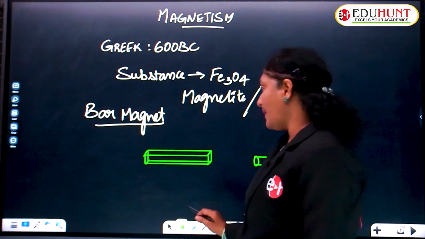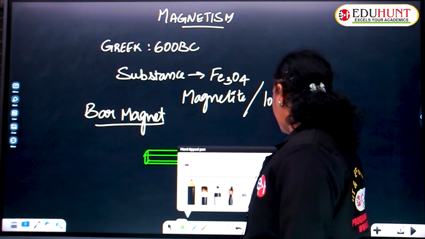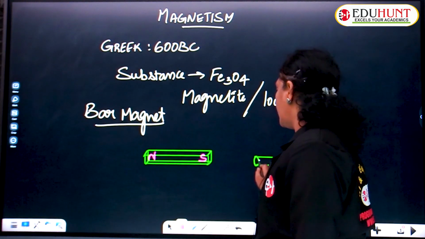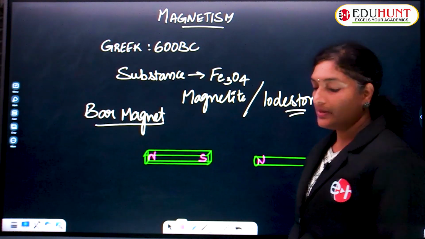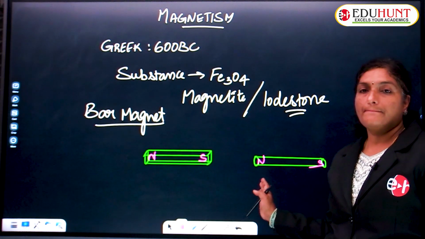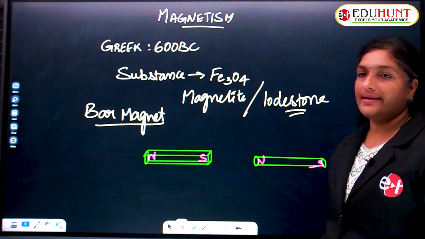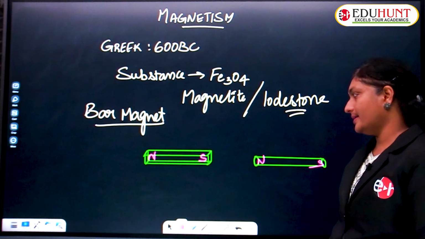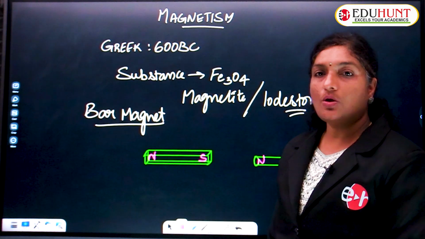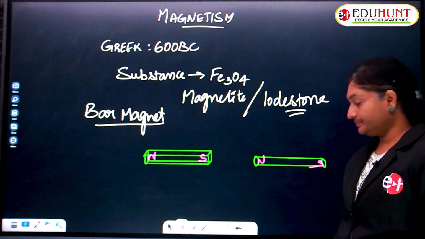These bar magnets in general have two ends. One end is named the north pole, whereas the other end is named the south pole. These types of magnets are called bar magnets, circular cross section and rectangular cross section. Each and every bar magnet has two poles. One is called the north pole, the other is called the south pole.